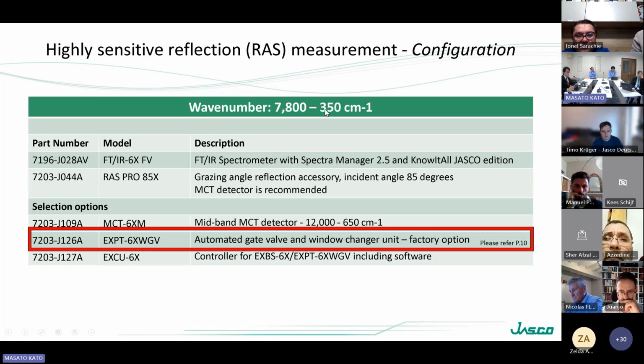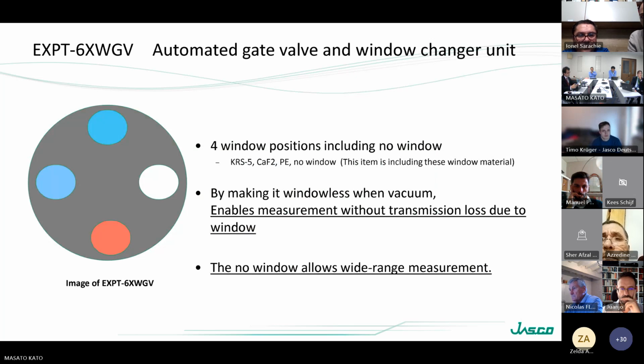What is the automatic gate valve and window changer unit? The EXPT6XWGV is an automated gate valve and window changer unit. It is a unique option of JASCO. It has 3 window sets for each wave number range: FIR, mid-IR, and NIR. And full vacuum FTIR can be measured without a window plate. It eliminates the window plate absorption, allowing the true performance of the FTIR to be demonstrated and a wide range measurement.